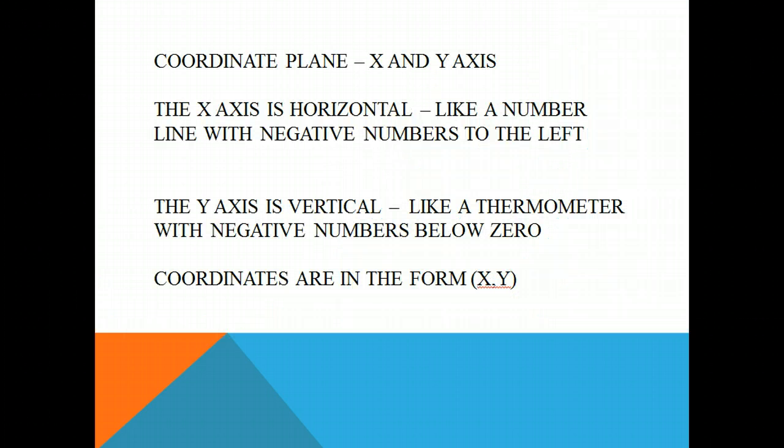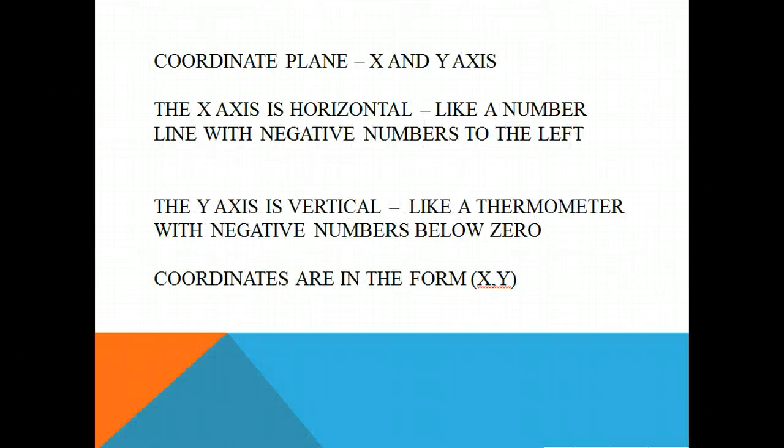A little review. The coordinate plane, which we'll be graphing on, has an x and a y-axis. The x-axis is the horizontal axis. Like a number line, it has numbers negative to the left, positive to the right. The y-axis is vertical, like a thermometer, with negative numbers going down, positive up. We've been graphing points. Remember, these coordinates are in the form x and y.